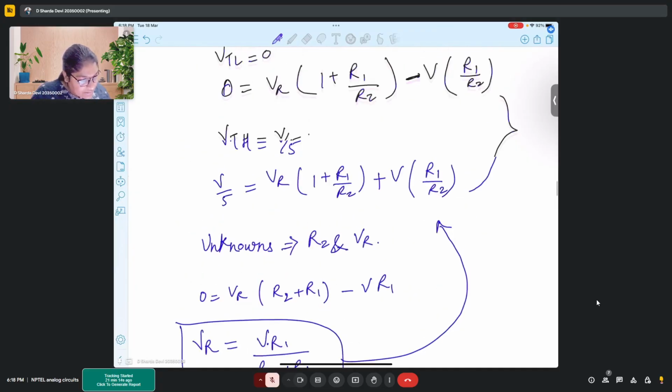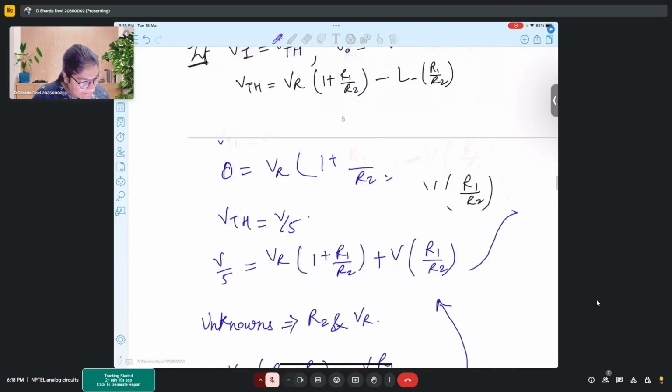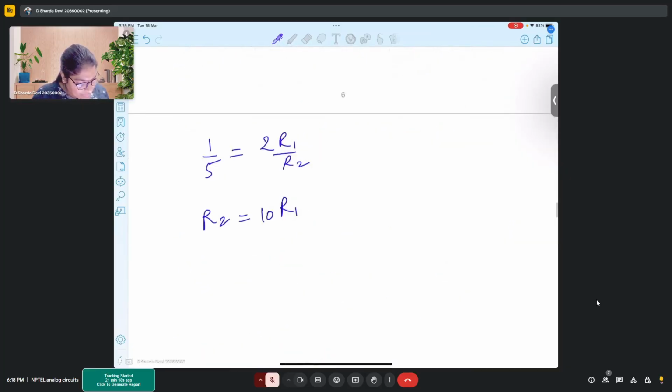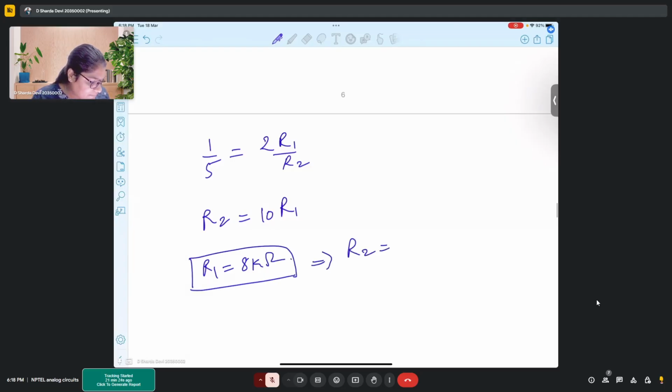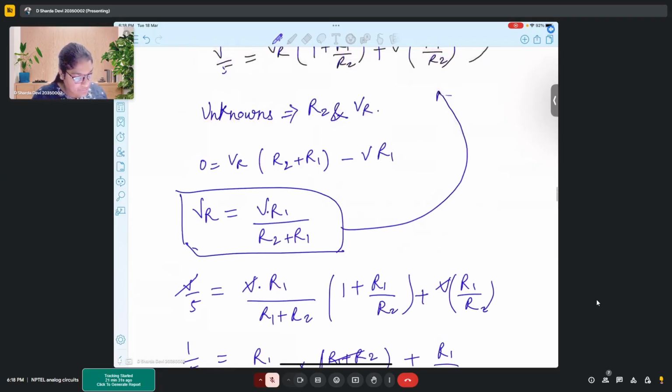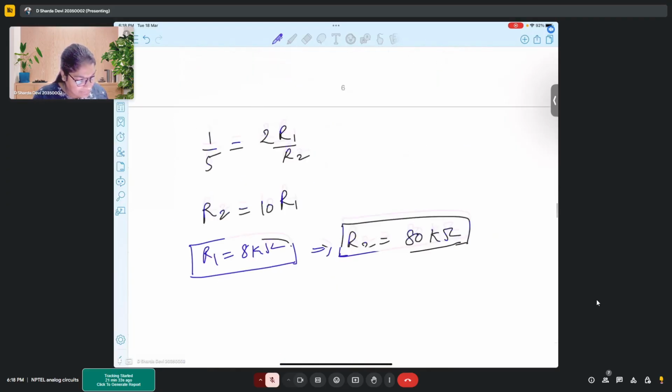So how much was R1? 8 kilo ohms. So if R1 is 8 kilo ohms, then R2 becomes 80 kilo ohms. So we have already found the value of R2. Then we need to find the value of VR.